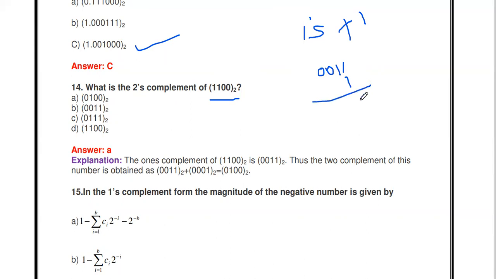So 1 plus 1 is 0, the remainder is 1. Then 1 plus 1 is 0, the remainder is 1. So the answer is 0100. This is the 2's complement of this particular number.